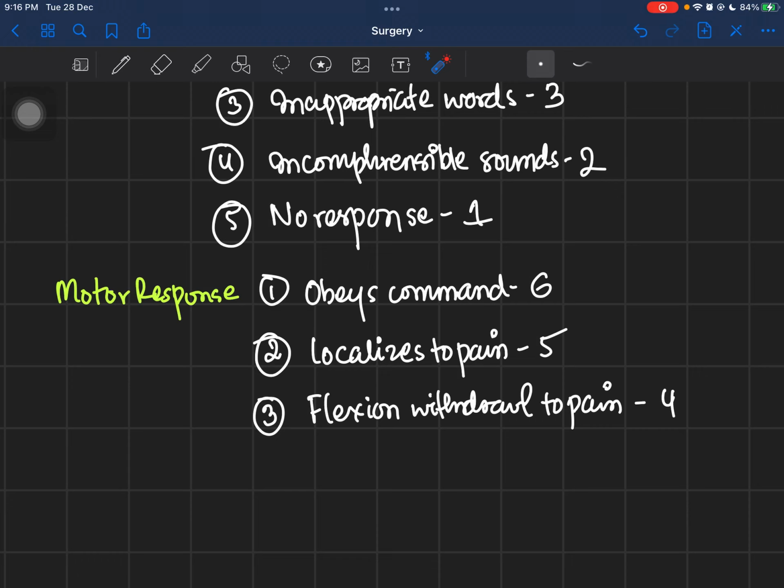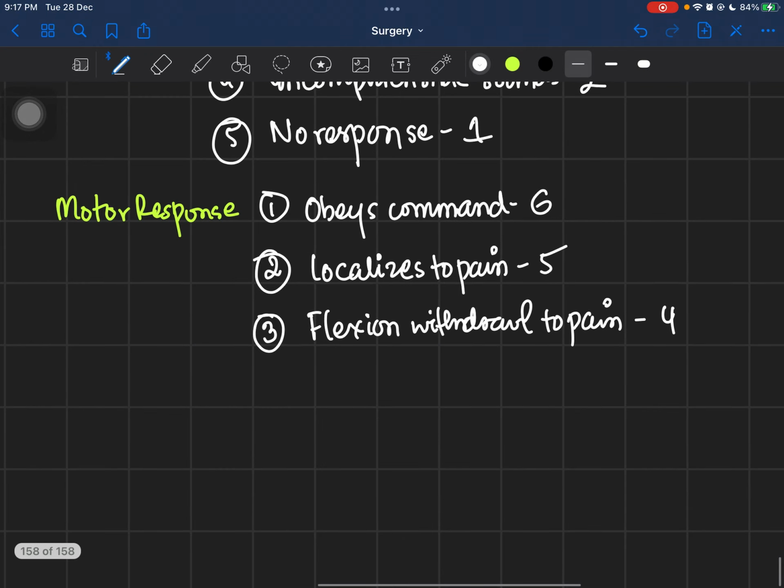But if they cannot do that, they will try to go away from the pain. Okay, they will try to go away from the pain, and they'll do that by flexion. They'll try to go away from the painful stimulus, and they do that by flexion, and that is known as flexion withdrawal. They are trying to withdraw away from the pain. That is known as flexion withdrawal to pain. Okay, you give a score of 4.